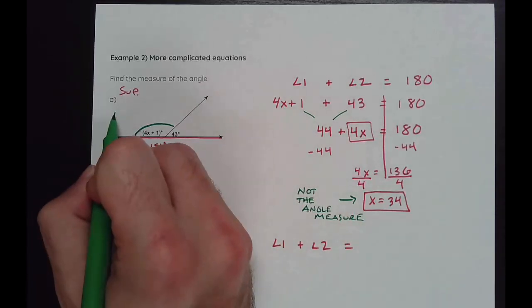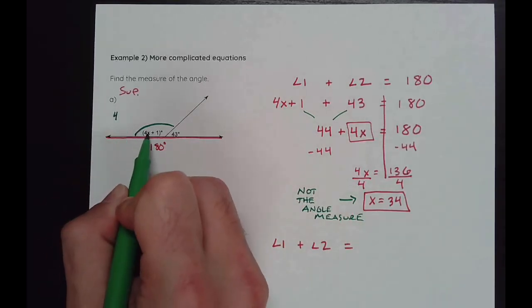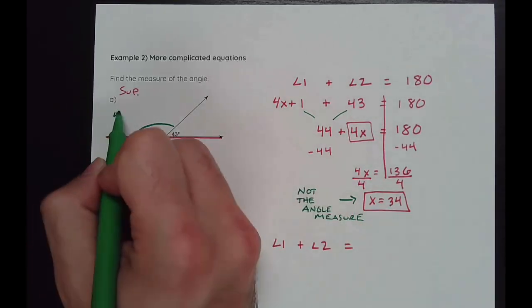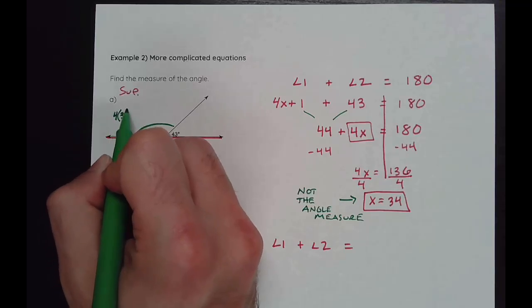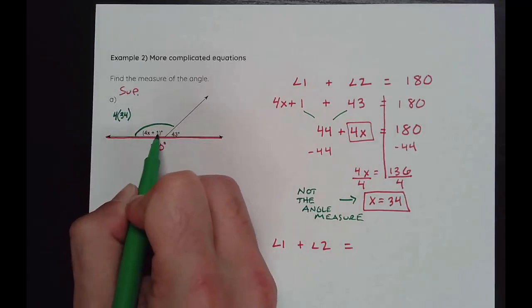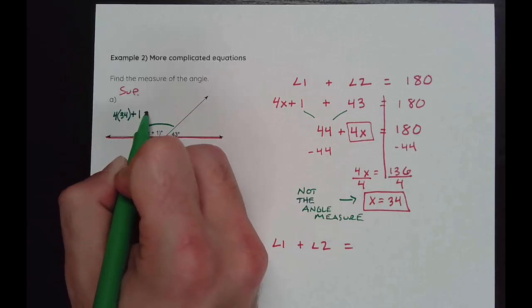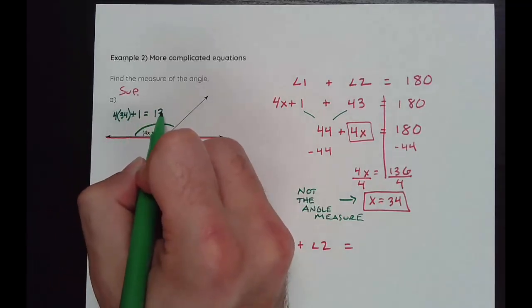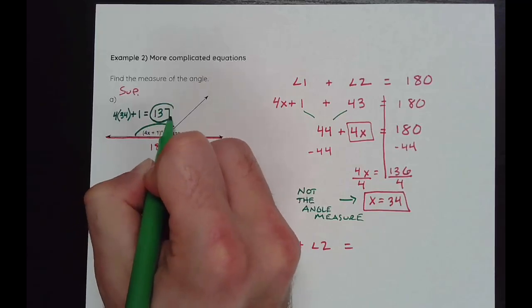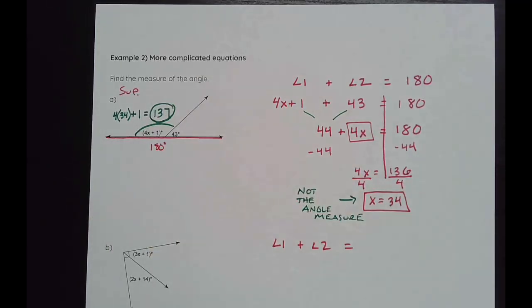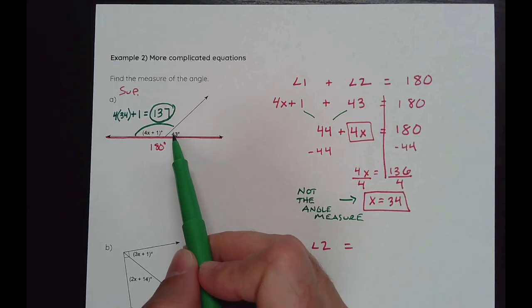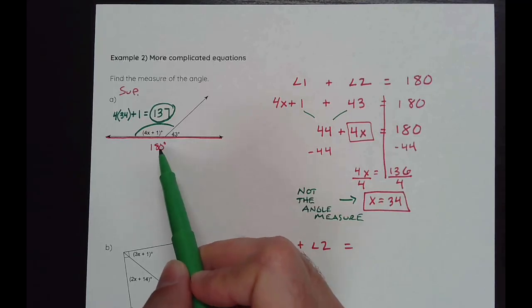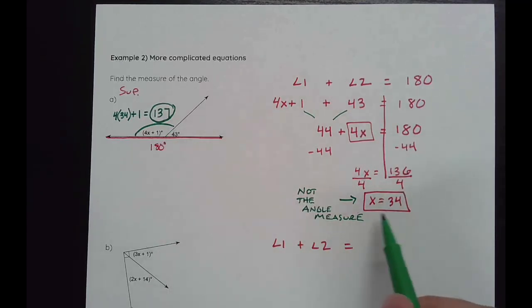So now it's 4 times the value of x, which is 34. So 4 times 34. And then I have to remember to add the 1 on top of that. So 4 times 34 plus 1 is 137. And this is a good confirmation because 137 plus 43 equals 180. So that confirms that I found the correct x value.